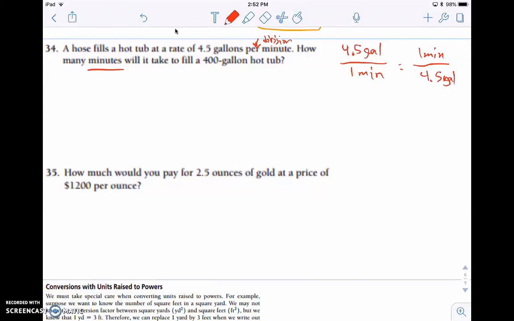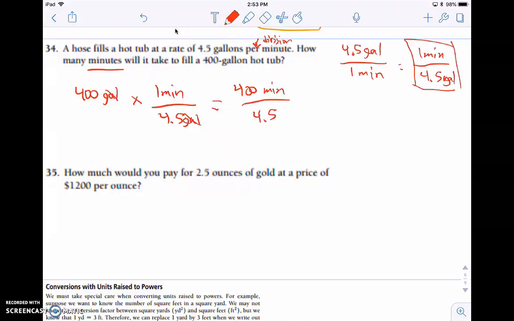So we want to know how many minutes. So again, in the end result, we want minutes. So how many minutes will it take to fill a 400-gallon hot tub? So we've got a 400-gallon hot tub. And what we're going to do is determine what conversion factor we need to use. Well, we want to cancel out the gallons, so we're going to be using this fraction here. So 400 gallons times 1 minute for every 4.5 gallons. And again, gallons are going to cancel, so we get 400 minutes divided by 4.5. And this comes out to roughly 88.9. I think it's 88.8 repeated, but we'll round it up: 88.9 minutes. So that's how long it will take to fill up the hot tub at that given rate, 4.5 gallons per minute.